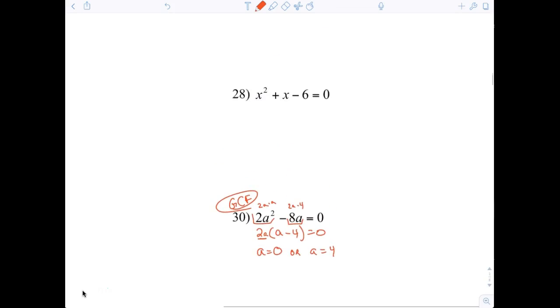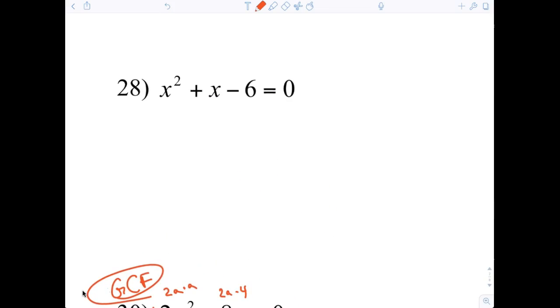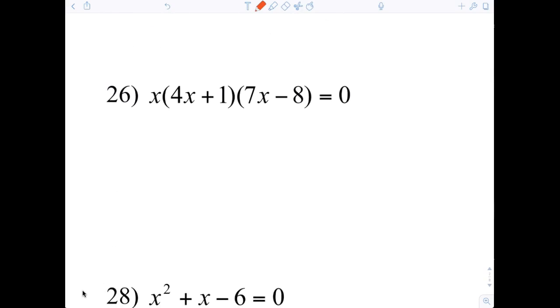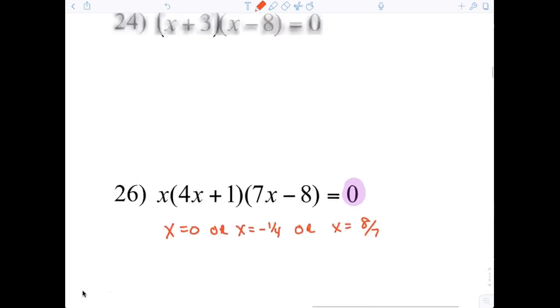All right, now let's go back. 28. 28 is easy, so we're going to skip that one. 26 is very simple. It's the easy one because it's already factored for us and it's set equal to 0. The question is, how many solutions are there? 3 solutions. That's right. So the solution is x equals 0 or x equals negative 1/4 or x equals 8/7. That's what we're talking about, because the x is outside the parentheses. Here we go. Let's look at 24.